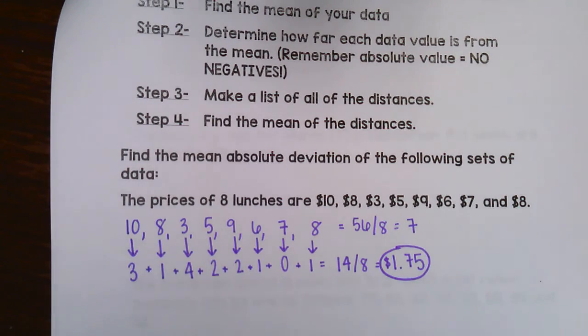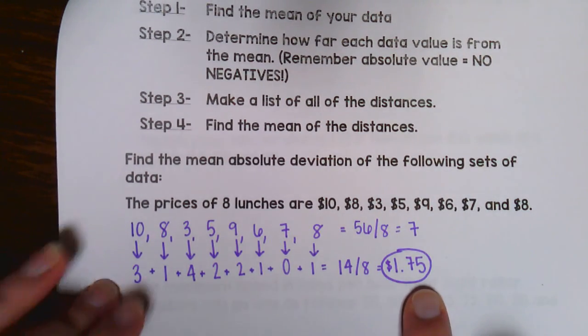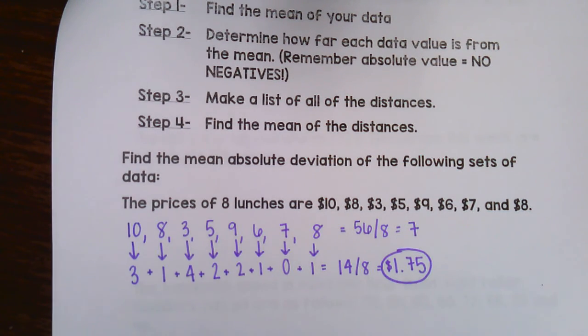Okay, so what does that mean? What is mean absolute deviation? Well, we know what it is. We just did it. But what does it mean? It means that on average, each lunch cost $7. However, things on a typical average will be $1.75 more or $1.75 less. So that gives us a range of what we can expect.